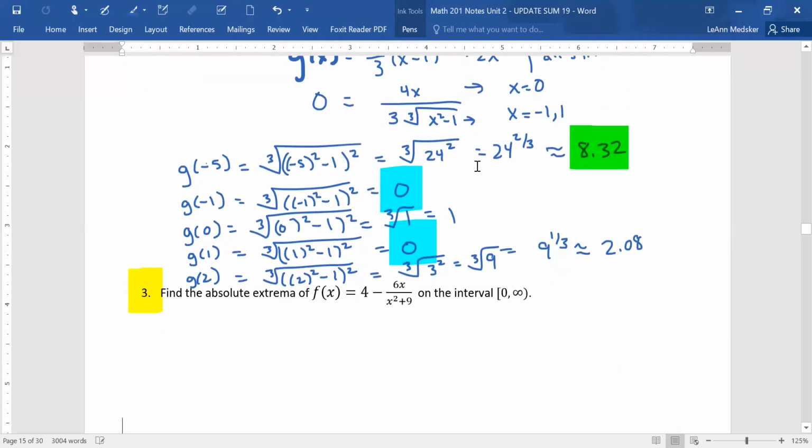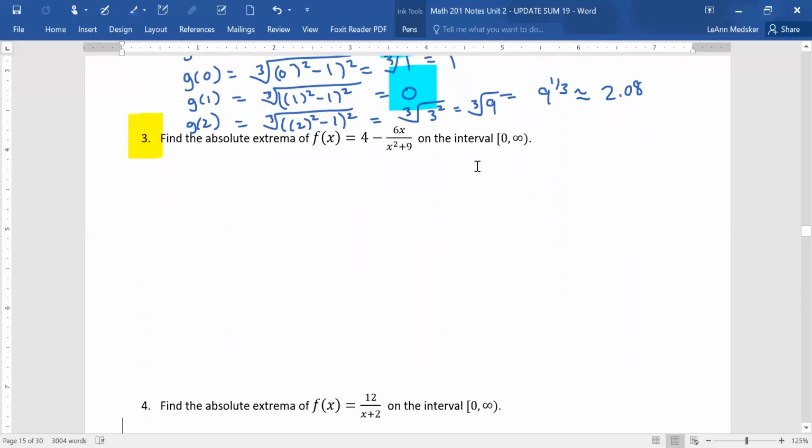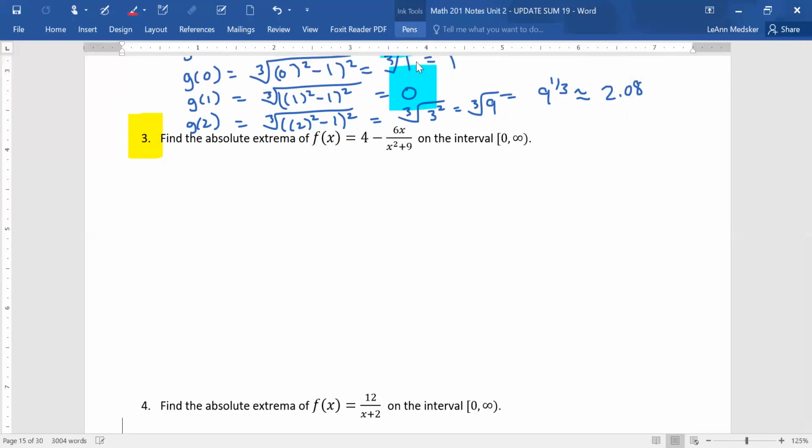Okay, so that is that one, number 2. A little bit tricky just because you had the cubed root you had to work through, but you have your calculator. Number 3, again, we're going to be finding the absolute extrema on the interval 0 to infinity for this function right here. First step is, again, to take your first derivative to see if you have any critical values that are in that interval.